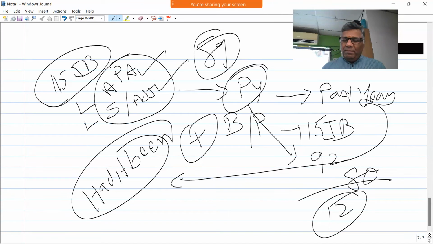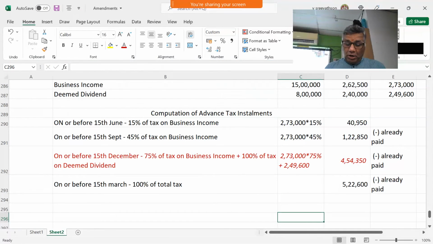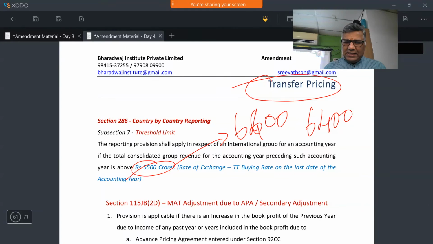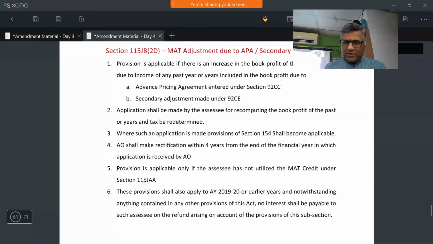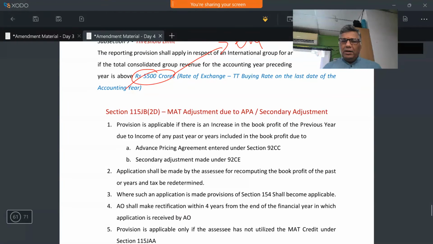Repeating, what is the relief mechanism in this? We are going to write it, but first listen to it and write it. This provision is applicable if the book profits in the previous year have included an adjustment due to APA or secondary adjustment.